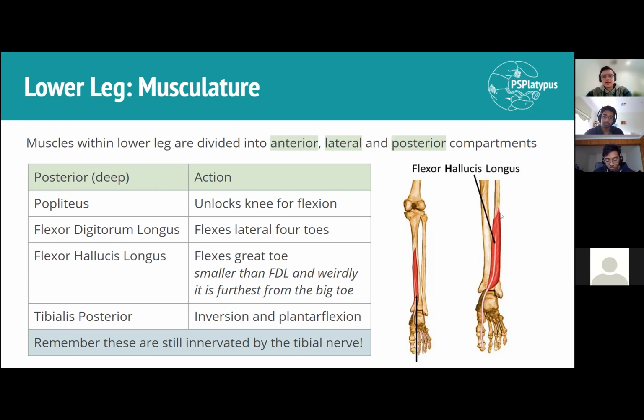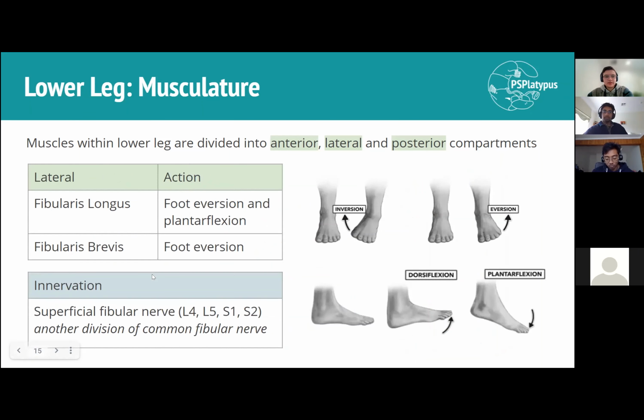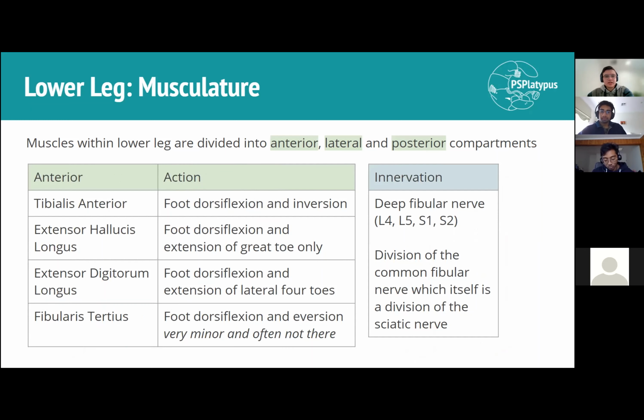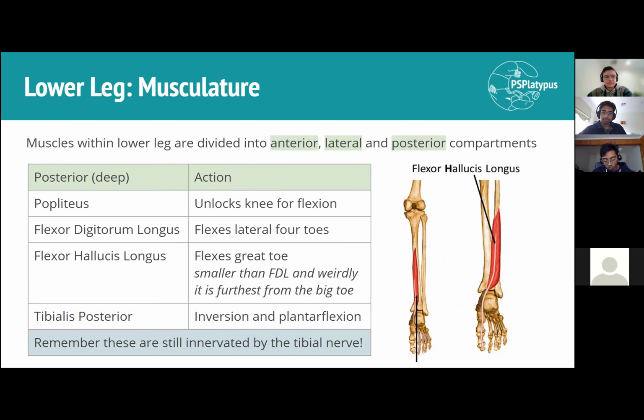If you're looking at trying to identify all the muscles on the posterior deep aspect of the lower leg, you should be able to recognize that hallucis is actually more lateral to the toe. And then tibialis posterior is very similar to another muscle we already discussed, tibialis anterior, except it does the opposite. So it's going to cause inversion as well as plantar flexion. These are also innervated by the tibial nerve, which is a branch of the sciatic nerve. So everything posterior is going to be tibial.